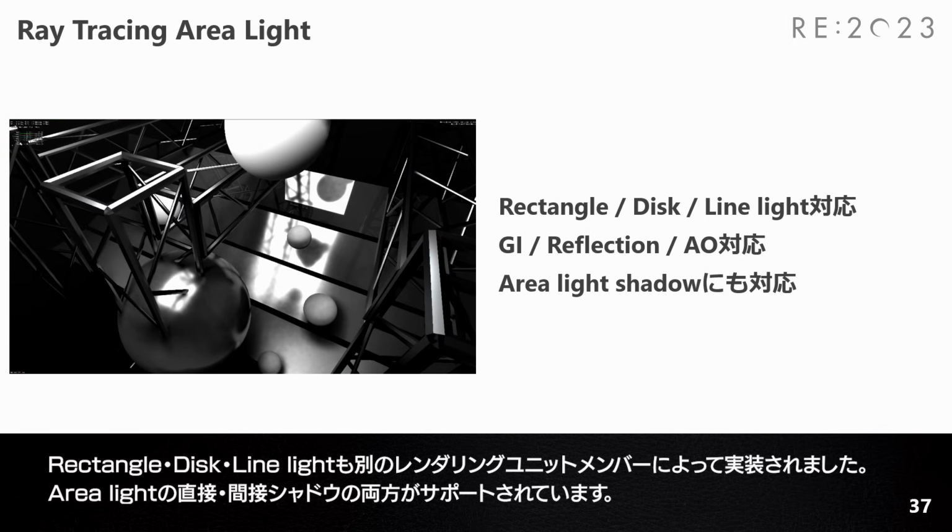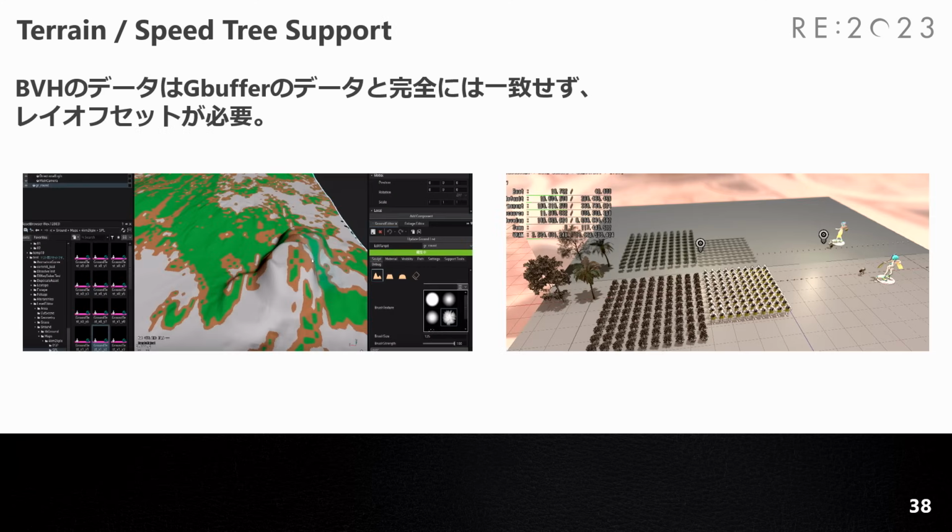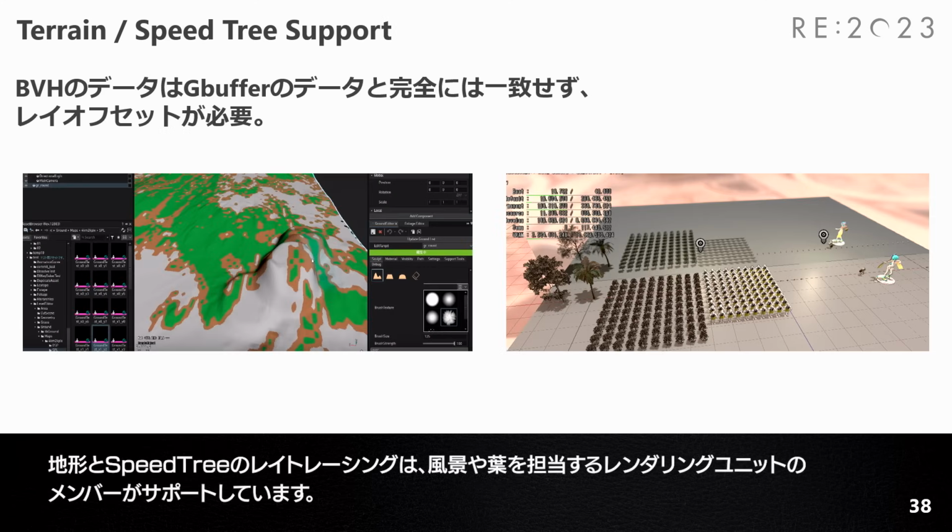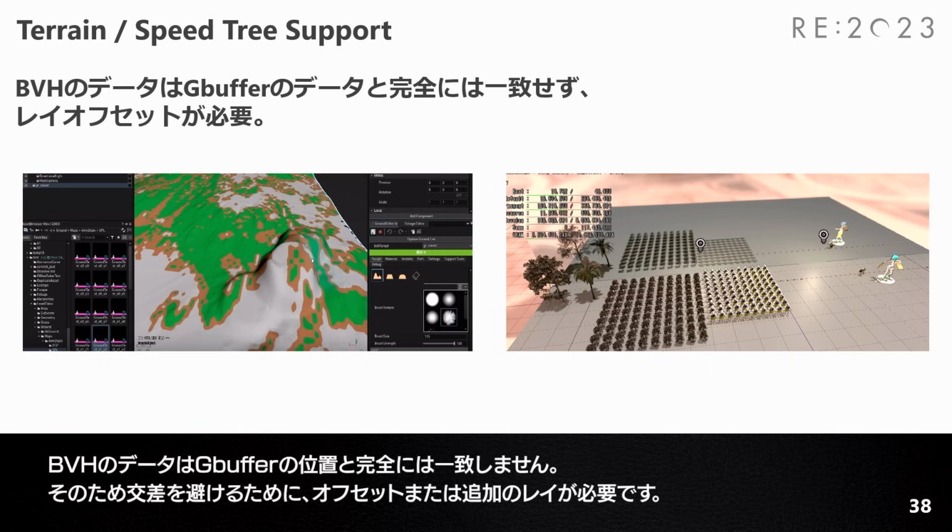Rectangle, disk, and line lights are also implemented by another rendering unit member. Both direct and indirect area light shadows are supported. Terrain and SpeedTree ray tracing are also supported by rendering unit members who are responsible for landscapes and foliage. BVH data doesn't completely match the G-buffer's position, so ray offset or additional rays are needed to avoid self-intersection.